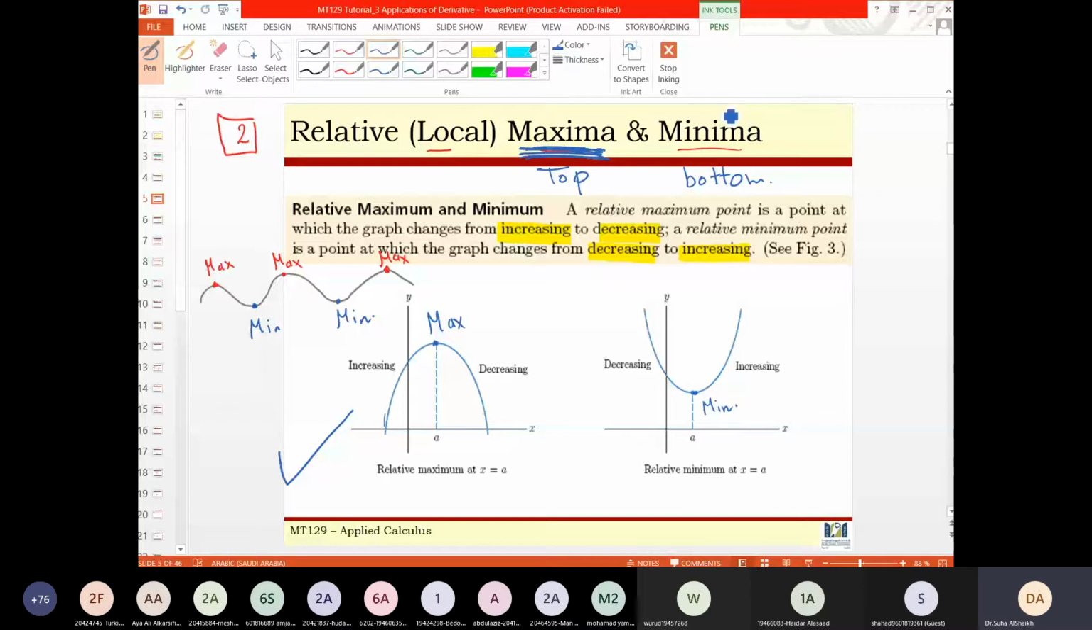Sometimes, for your information, the maximum and the minimum are called the extreme. Sometimes I call it an extreme point. So whenever they mention that it's an extreme point, you know it means either a maximum or a minimum. Extreme point means either a peak or a bottom. Good? So this is the number two concept you need to know. First, increasing and decreasing. Second, a relative maximum or minimum, which has to do with the increasing and the decreasing.